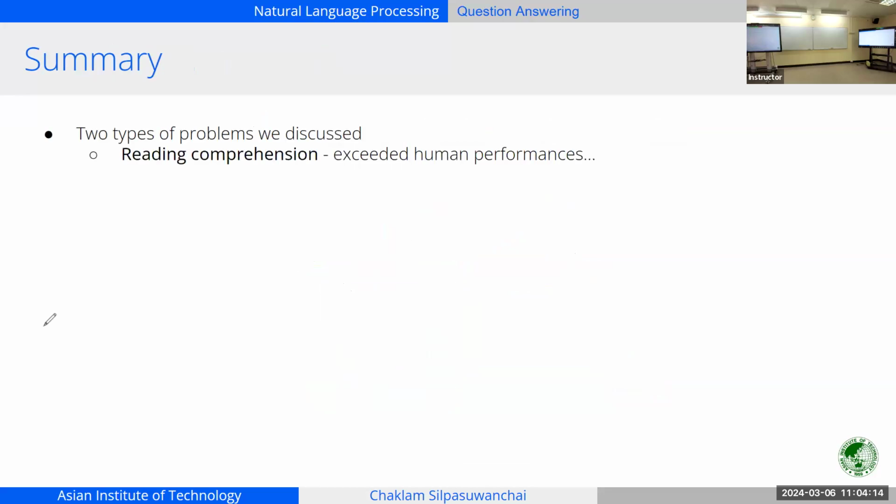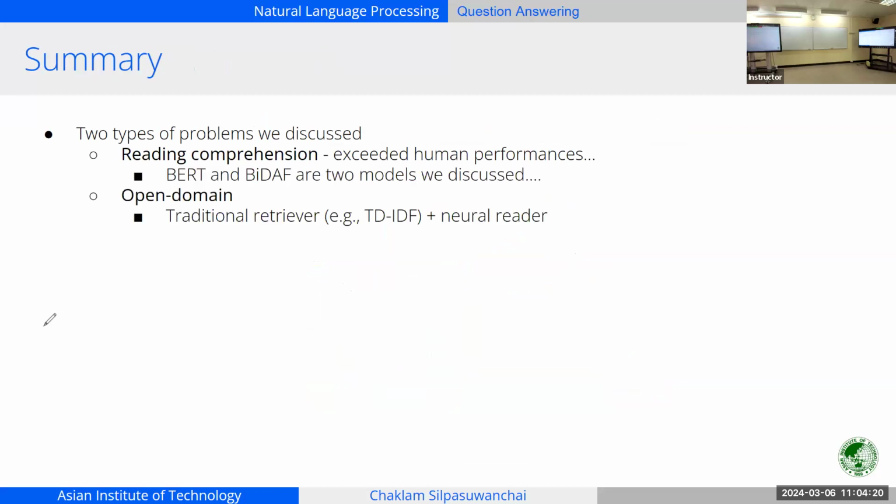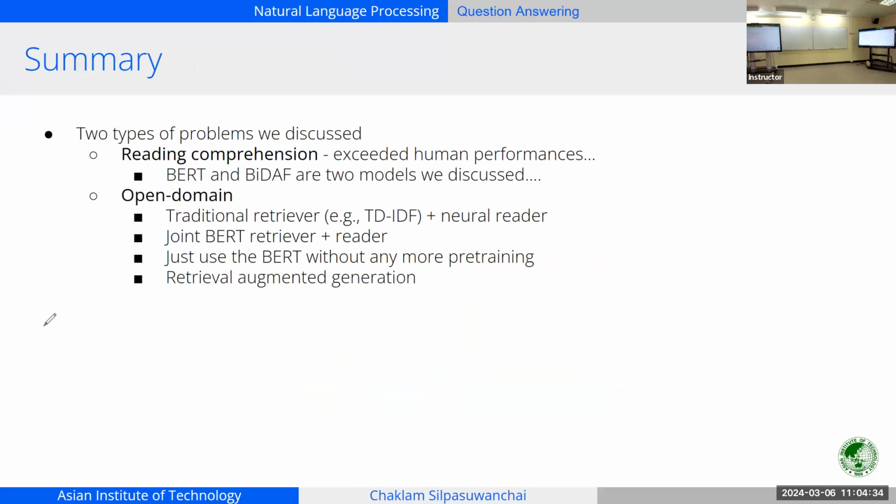Two types of problems we discussed: reading comprehension and open domain. TF-IDF is a traditional retriever. We also learned how to jointly learn the retriever and reader. We also learned how to just use BERT without any pre-training, but with fine-tuning. And then finally, we learned something called retrieval augmented generation, which is the most powerful current method.